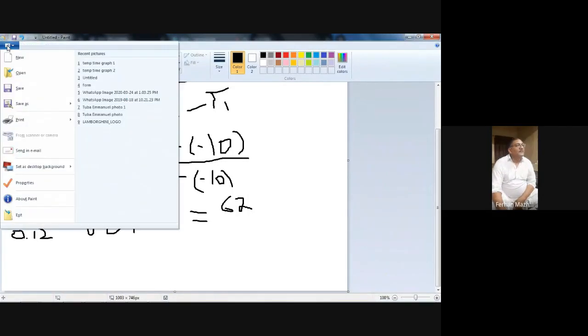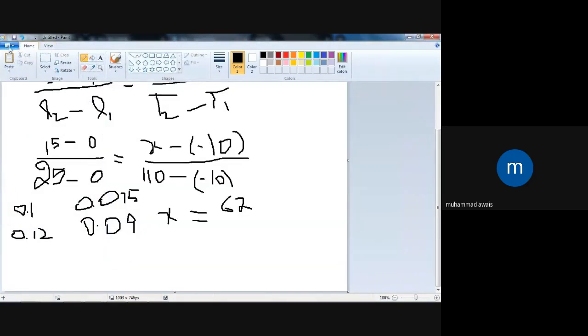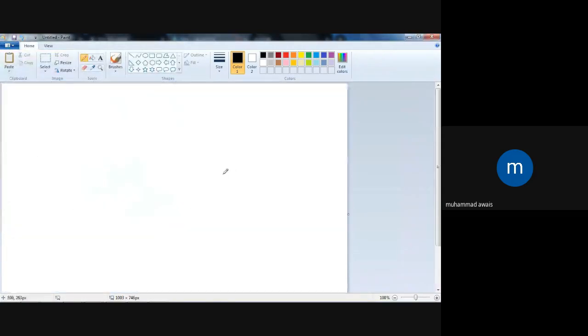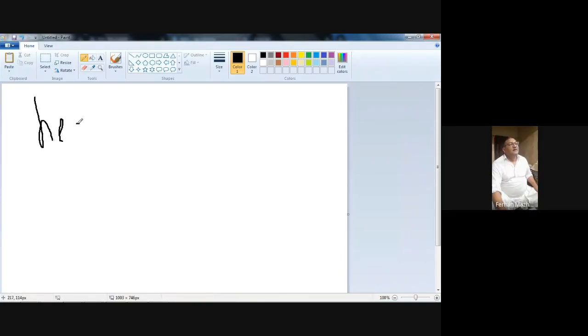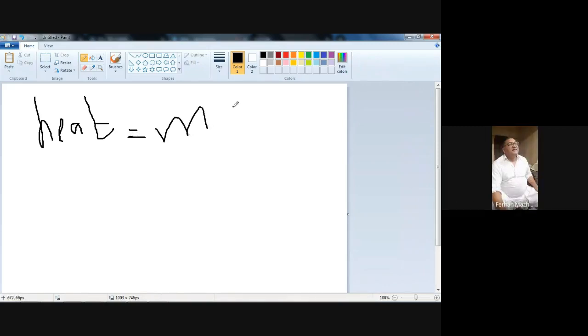Let me open a new one. Specific heat capacity is equal to the thermal energy divided by the mass multiplied by delta theta. Heat is equal to mc delta theta. The change in temperature is 20. The amount of heat is 5200. The mass is 2 kg. The c is the question, and delta theta is 20 degrees. Just put the values, make the c alone and get me the answer.